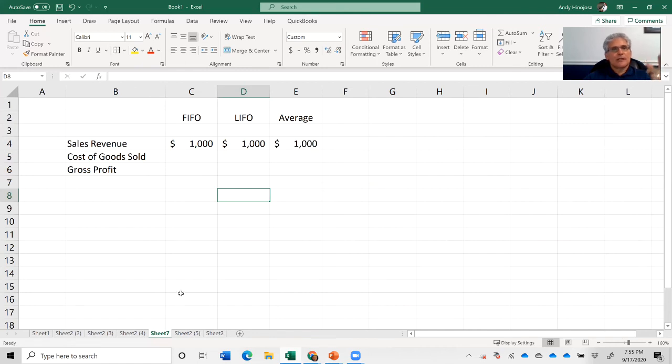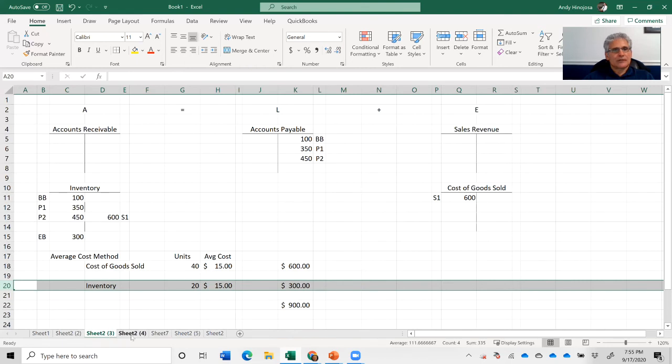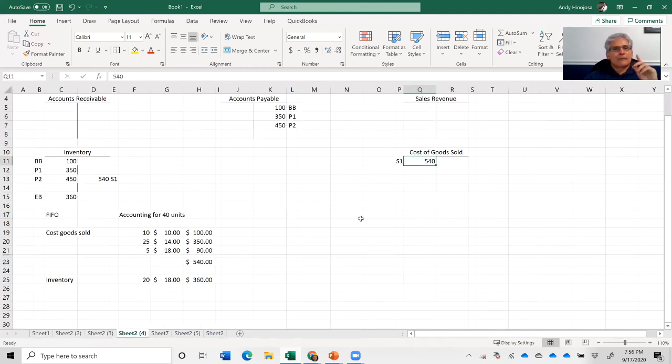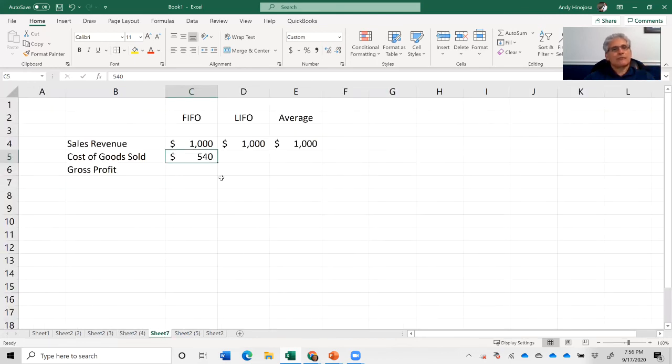So let's go to FIFO. Let's see, which one was that one? I think it was this one. No, that was average cost. If we go back and look at the FIFO method, we computed our cost of goods sold to be $540. It's listed here on the spreadsheet. It's also listed on the slides. $540 is what we charge to the cost of goods sold. So $540 goes to the cost of goods sold.